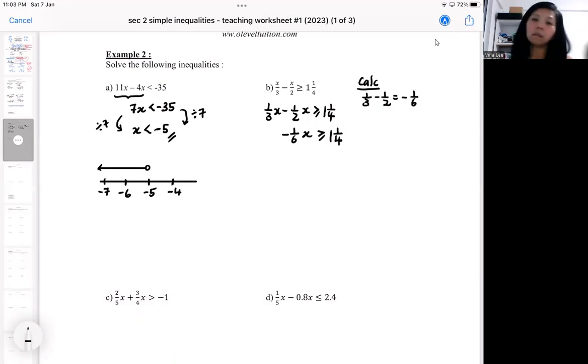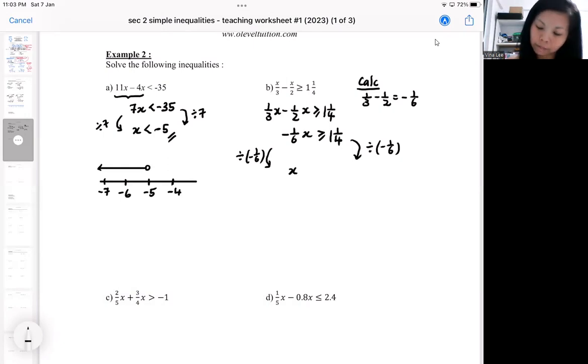There's also nothing tricky about this. You still need your 1x. So I will just divide by -1/6 on both sides. Then I will get a 1x. And then I have to reverse the sign. Then you punch your calculator, and you will get -7.5.